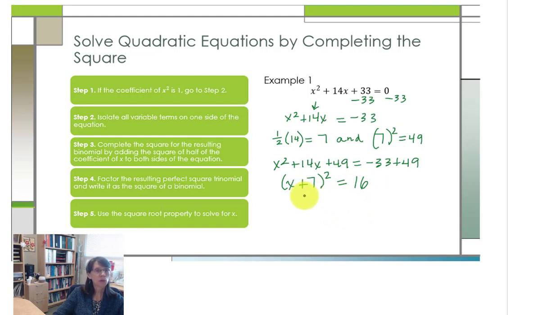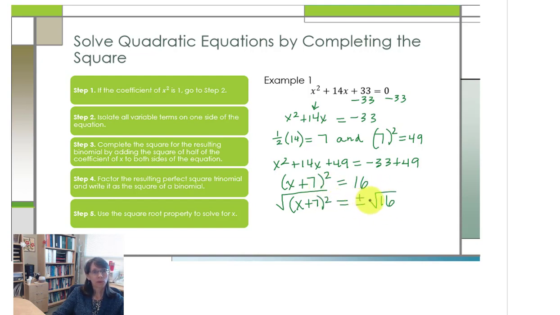So now I have my binomial square equal to 16, and to complete the solving of this quadratic equation, we now apply the square root property. We have a perfect square on the left-hand side of the equation, so we're going to take the square root of that perfect square quantity, and we're going to find the square root of the value on the right-hand side. But what we need to realize is that when we have quadratic equations, we have 2 possible solutions. So we have to consider both the positive root of 16 and the negative square root of 16.